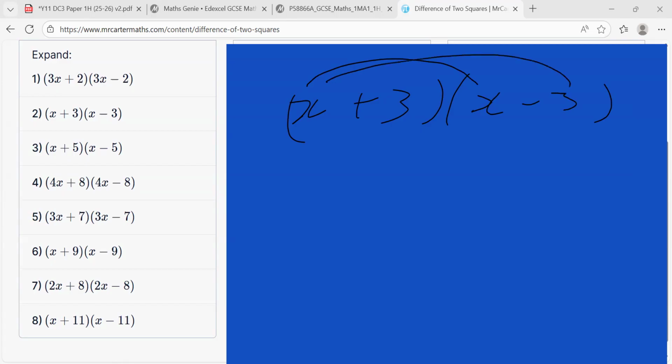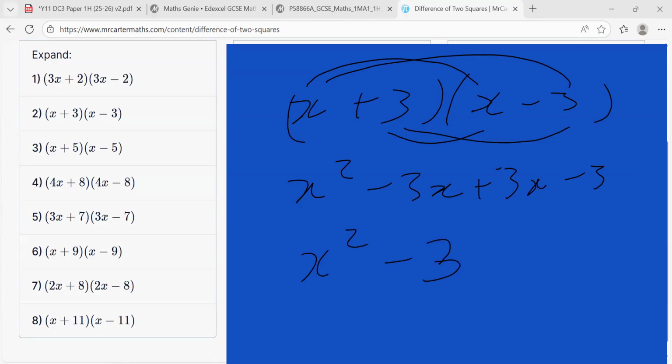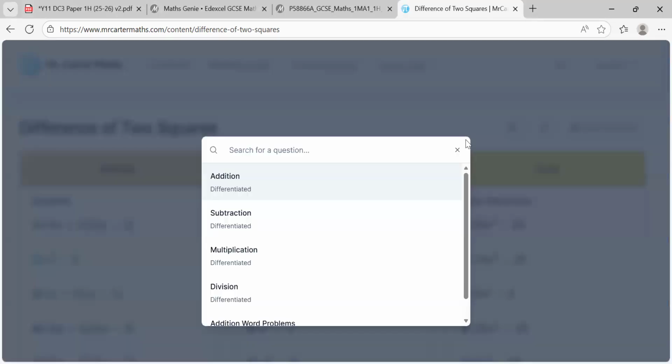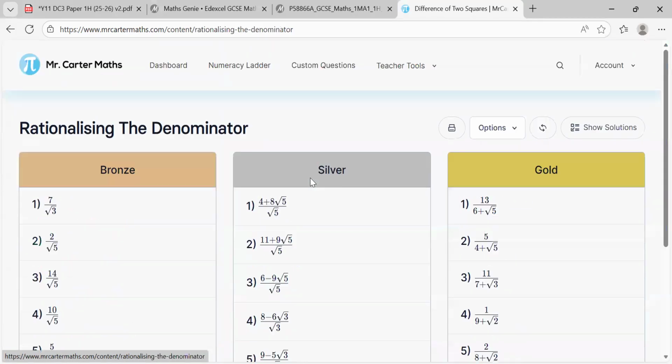When we expand the brackets, it becomes x squared minus 3x plus 3x minus 3x. And when we simplify, it's just x squared minus 3. Our middle terms cancel each other out. So that concept is very important to recognize. So these two bits cancel each other out. Sorry, not minus 3, minus 9. 3 times 3 gives us 9. So x squared minus 9. And that's what you get here. So this is what we are doing with rationalizing the denominator. All right, so we are going to be using that kind of skill in a way, rationalizing the denominator.